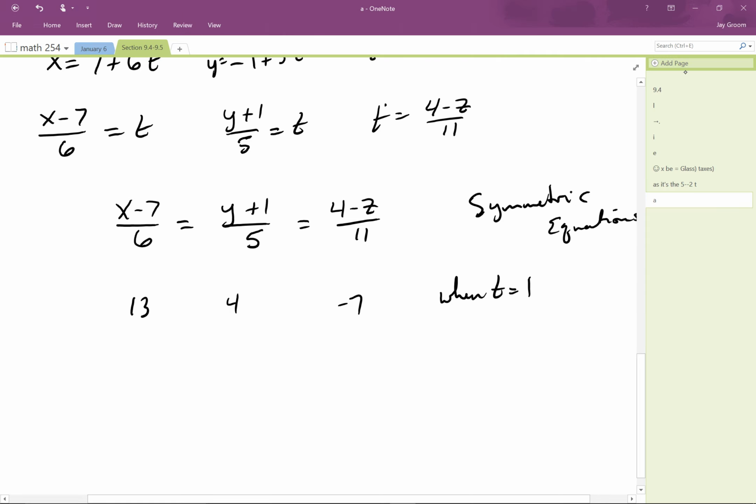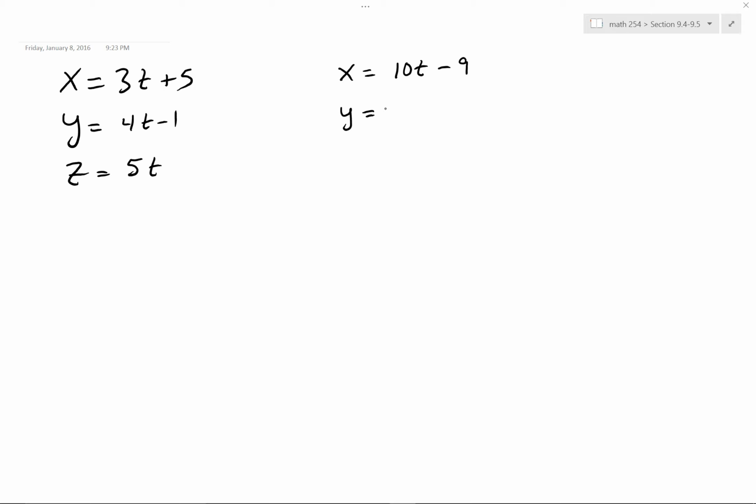And what they're most used for is to know if two space curves or two systems of equations cross one another. For instance, x equals 10t minus 9, y equals 3t plus 1, and z is equal to 2t plus 5. So here's where it gets interesting.